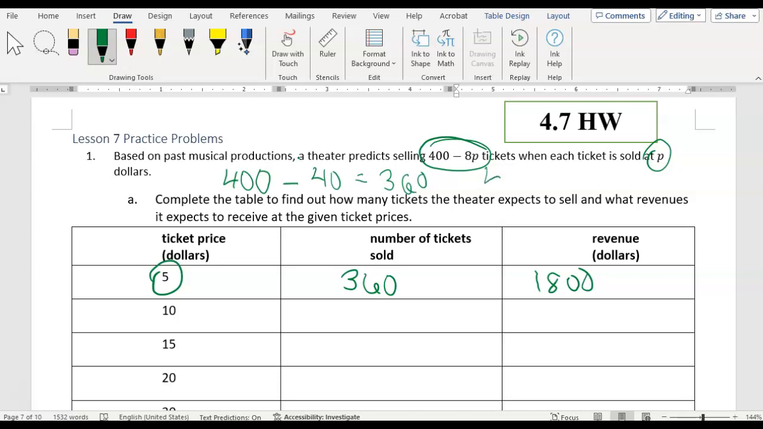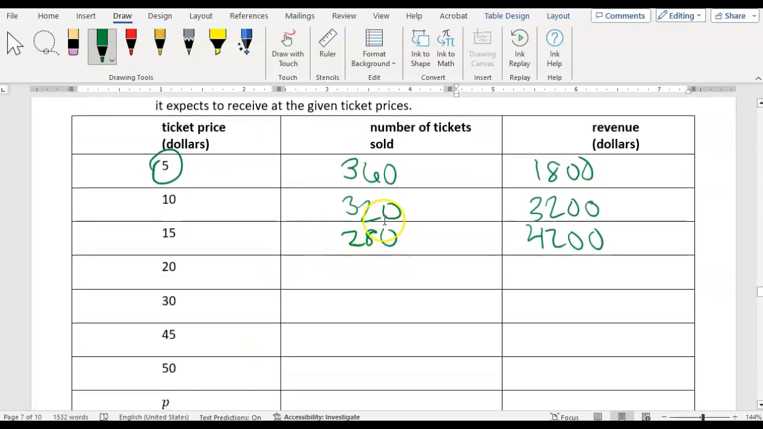If I plug in 10 here, I get 400 minus 80, so that would be 320. Then 320 times 10 will be 3,200. For 15, I can do 8 times 15 is 120, so 400 minus 120 gives me 280. And then 280 times 15 gives me 4,200. All right, so if I sell them for more at this point, I can still sell enough tickets that I'm making a decent amount of money.